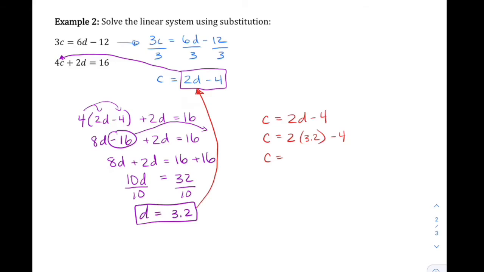C is equal to, multiply 2 times 3.2, which is 6.4. Take away 4, and we get C is equal to 2.4. It's not a nice whole number. That would be difficult to tell where that is on the grid. Notice that the variables are a little bit different: C, D, X, Y. Could be cost and distance or something like that. But we're solving for two unknowns regardless of what we call them, X or Y, or A, B, C, D.